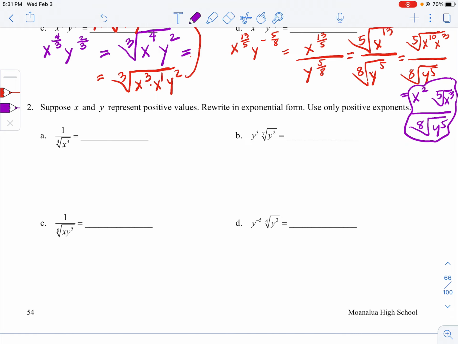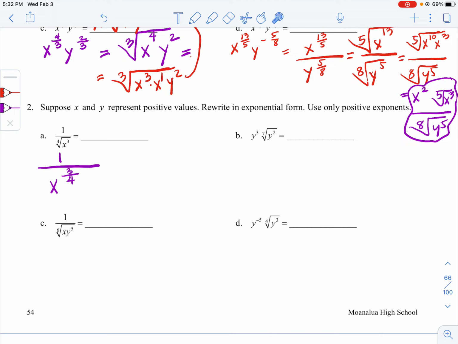I am going to keep the 1 on the top because there is really nothing we can do with 1. So that is just 1 over. And then it looks like, remember, the x cubed, the 3 tells you how many x's you have. So that goes to the top. And then the 4 goes into the bottom.